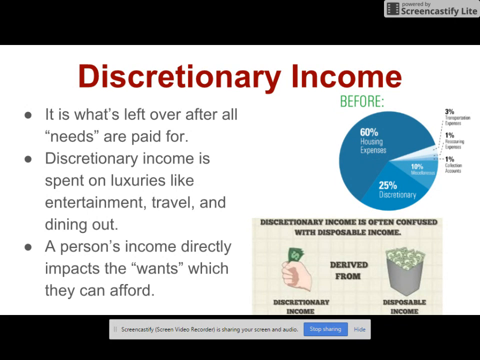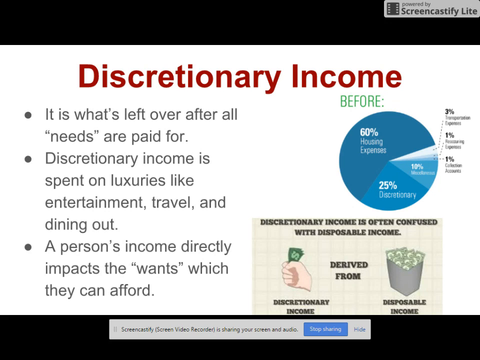These luxuries don't just include dining out at Mickey D's. It also includes any sort of entertainment, such as paying for your television and your cable, and also your travel. Anything that you do other than getting to and from work is part of your luxury expenses.